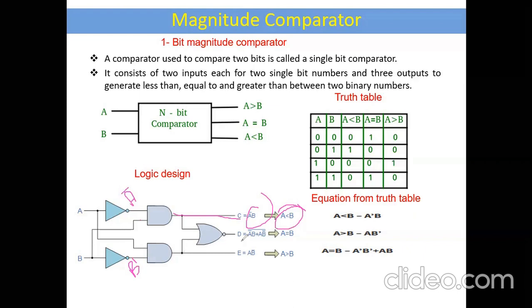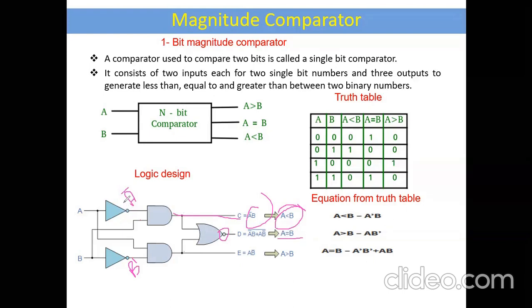So A bar B plus A B bar that I have taken. Then again I am taking the inverse of this. I will get A bar B bar plus AB, that is equal to AB. For this equation, we should draw the logic design.